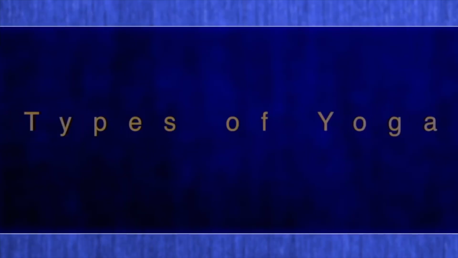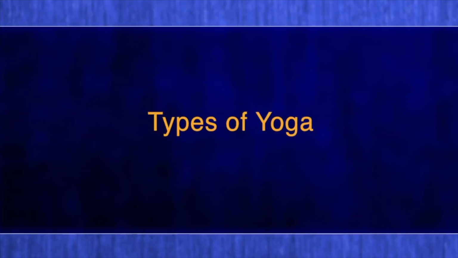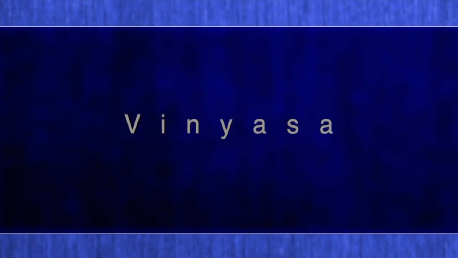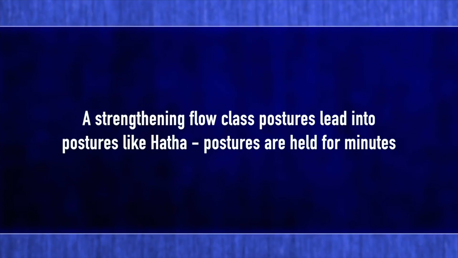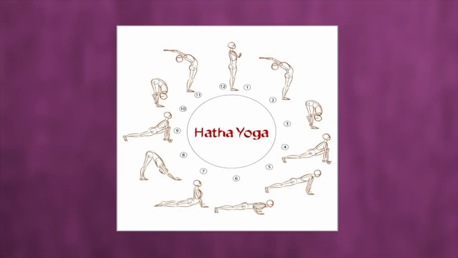Now let's have a look over the types of yoga. While the philosophy remains fairly consistent among different disciplines, the physical aspect of yoga comes in a few forms. The first one, vinyasa, a strengthening flow class leading into postures. Like hatha, postures are held for minutes. That's believed to really affect the body, as each posture is designed to gain health benefits. The longer you hold the pose, the more effective it is.